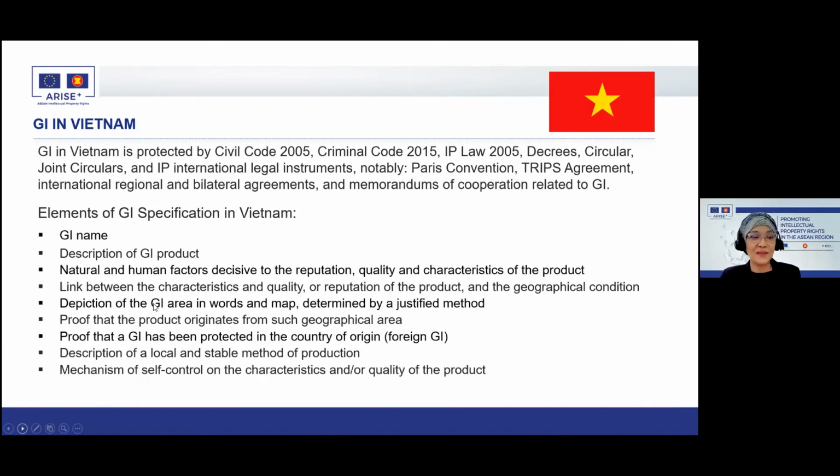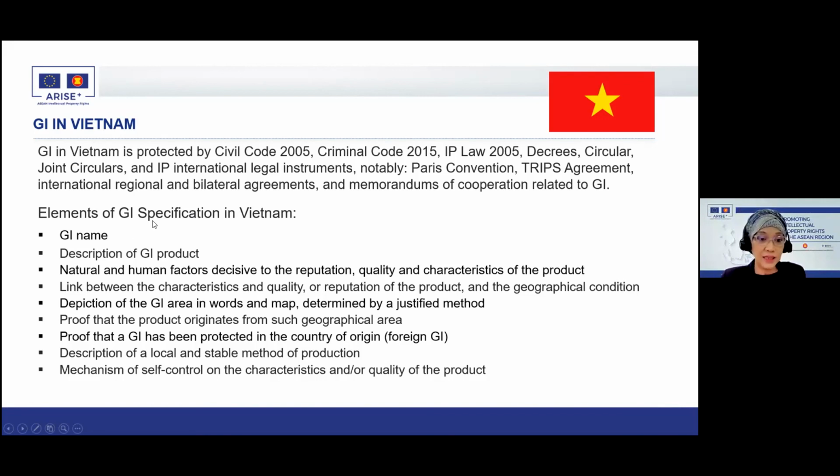TRIPS version. Okay, Vietnam. Vietnam has a bunch of laws dealing with geographical indications, my friends. So I cannot detail all of them, but Vietnam does have a big concern to protect GI, and a lot of provisions have been provided in the many legal instruments in Vietnam to protect GI.